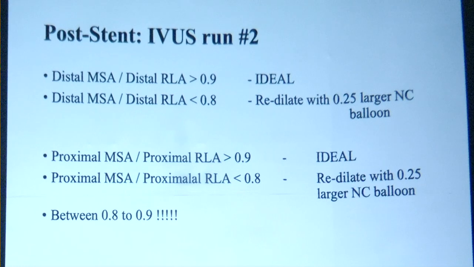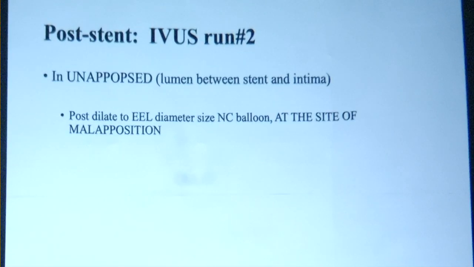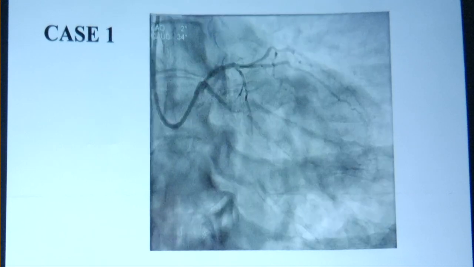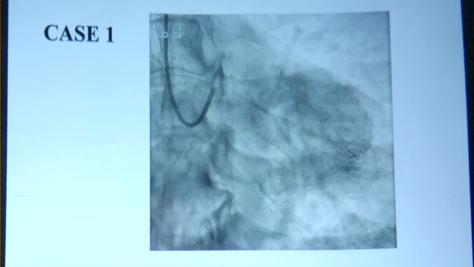And we escalate our dilating strategy as intuitively indicated by quarter sizing up with a larger NC balloon. If it is unopposed and there is no positive remodeling, we would essentially post-dilate to the EEL diameter at that location of malapposition. So let me go through a case in the last minute or so of this overshoot of time that I have done.